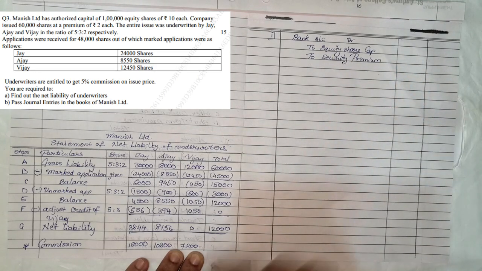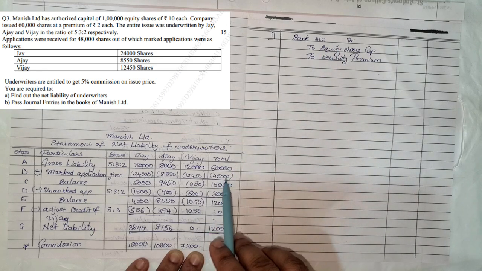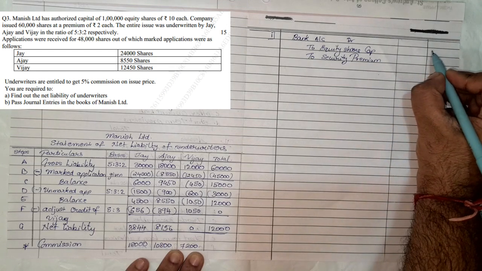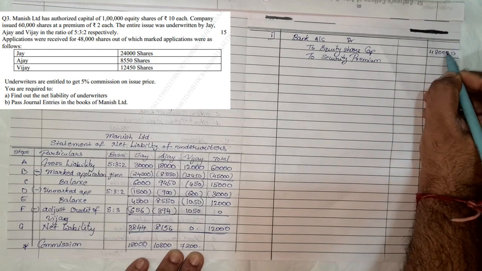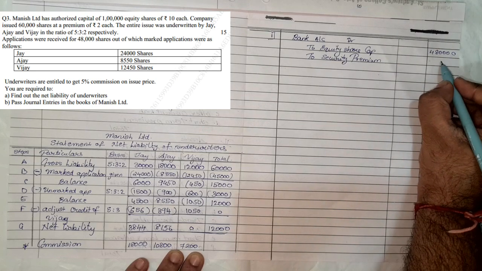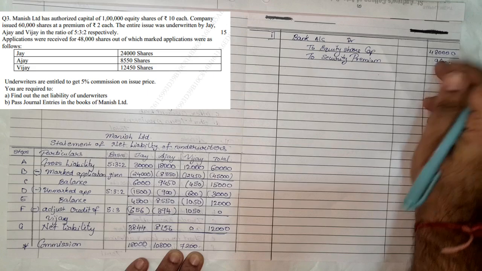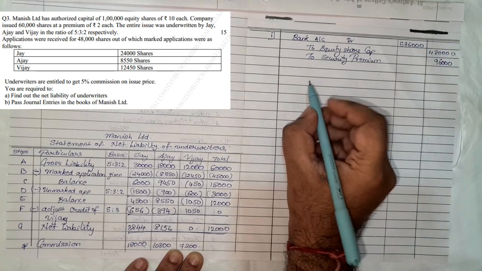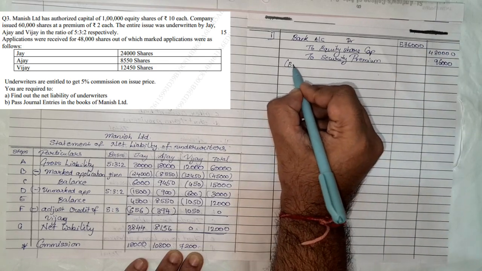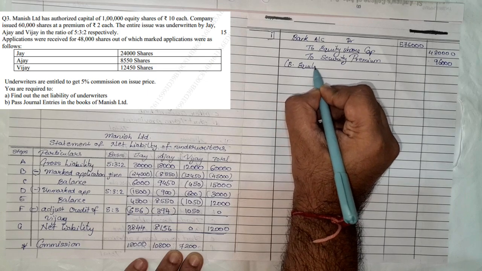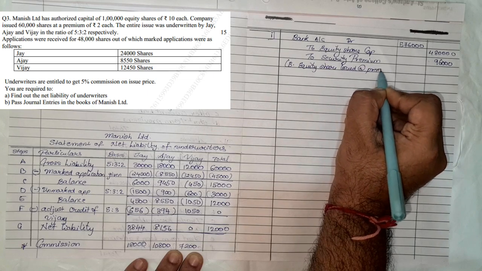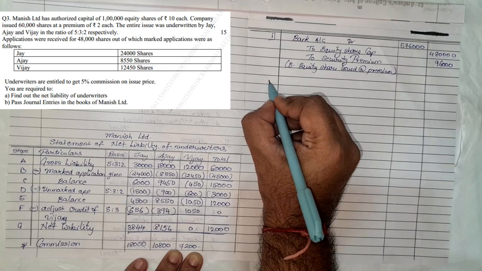Okay, now how to get the value? What was the total number of shares that were issued? It's given in the question that applications were received for 48,000 shares only. So on 48,000 you're going to get money. 48,000 into 10 is 4,80,000. Again 48,000 into 2 rupees comes to 96,000. So the total money received is 4,80,000 plus 96,000, that is 5,76,000. Okay, this is the amount. Being equity shares issued at premium. That was my first journal entry.